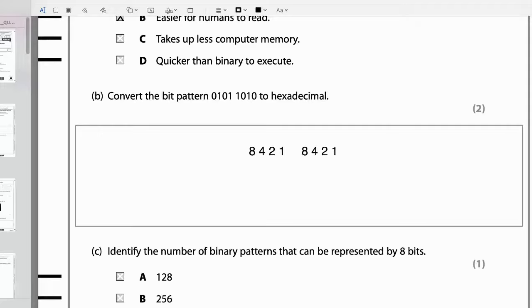So to do my conversion, I begin by creating my place values there. 8421, 8421. It's 8421, 8421 because we're talking about 2 4-bit nibbles. So then what I need to do is place the 1s and 0s into the bit pattern. So now we just simply add them up. 4 plus 1 is 5, 8 plus 2 is 10. So my first digit is 5, and my next digit is 10. Now 10 isn't 10 in hexadecimal, it's going to be A. So my answer is going to be 5A. Final answer is 5A.